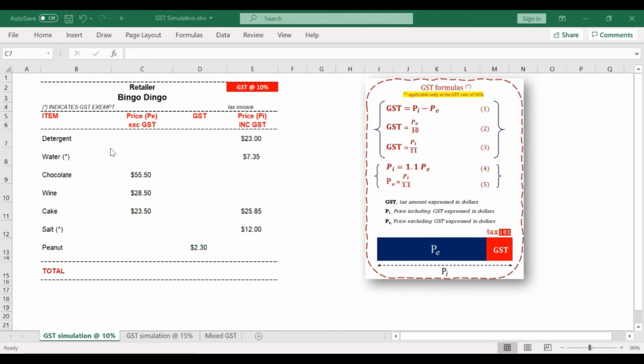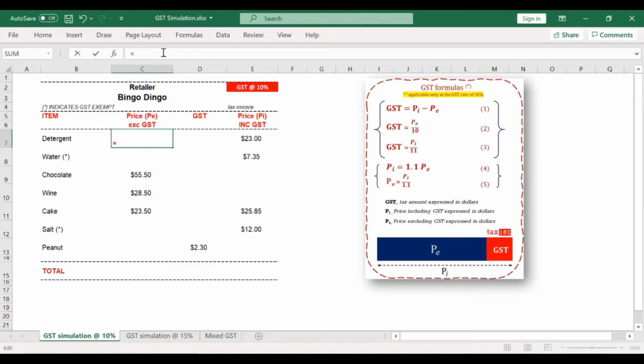Now, to get started, let's just look at this receipt. We have a list of products in column B. We have the price excluding GST in column C, the GST amount in column D, and the price including GST in column E. So we start with cell C7, the price excluding GST for the detergent. Since we have the price including GST, which is $23, and as per formula number 5, all we have to do is simply divide that amount by 1.1, and that would give me the price excluding GST. So how do we reflect that in cell C7?